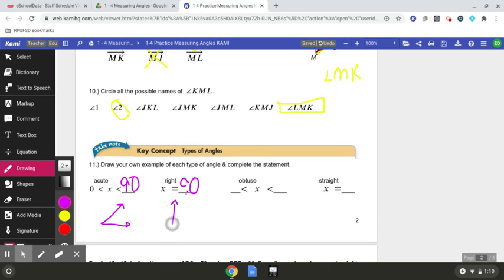And that's going to have that rigid shape with a little box there to symbolize that it's a square, which means 90. Obtuse would be between 90 and 180. And that's going to be one that kind of extends open, wider than a 90-degree angle. And then you have a straight, which is basically, think of a straight line, 180 degrees even. And that's literally going to be a straight line.